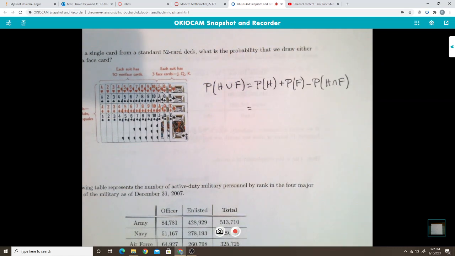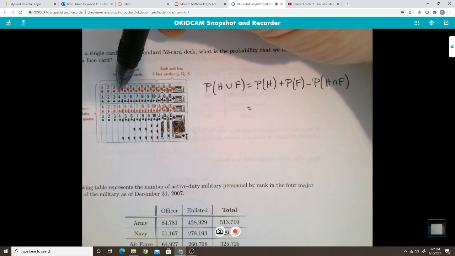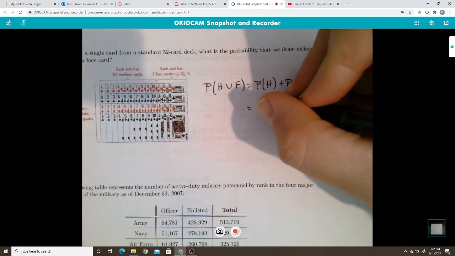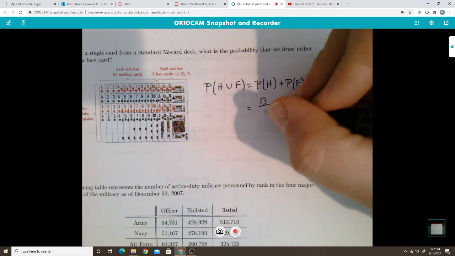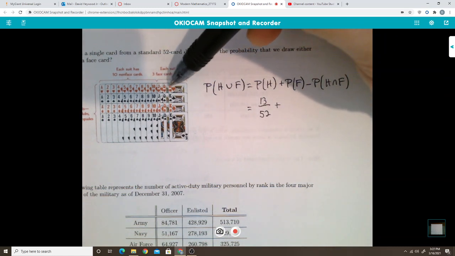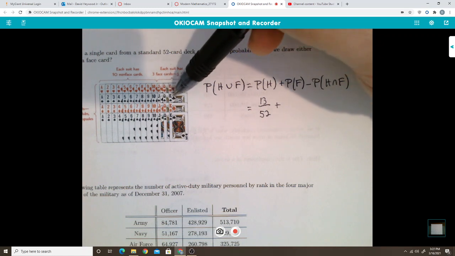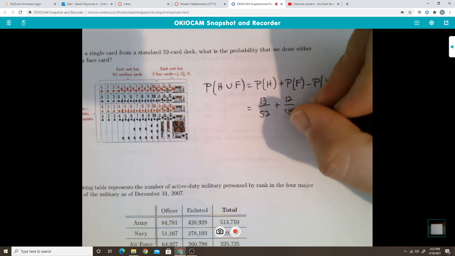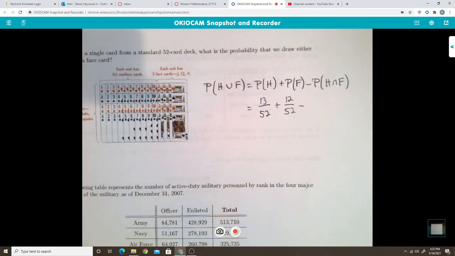Well, what's the probability that we draw a heart? There are 1, 2, 3, 4, 5, 6, 7, 8, 9, 10, 11, 12, 13 hearts out of 52 cards in total. So that's the probability that we draw a heart. What's the probability that we draw a face card? Remember, our face cards are the jacks, queens, and kings. So that's 1, 2, 3, 4, 5, 6, 7, 8, 9, 10, 11, 12. So 12 out of 52. And then the probability of H intersect F, this would be hearts intersect face cards.